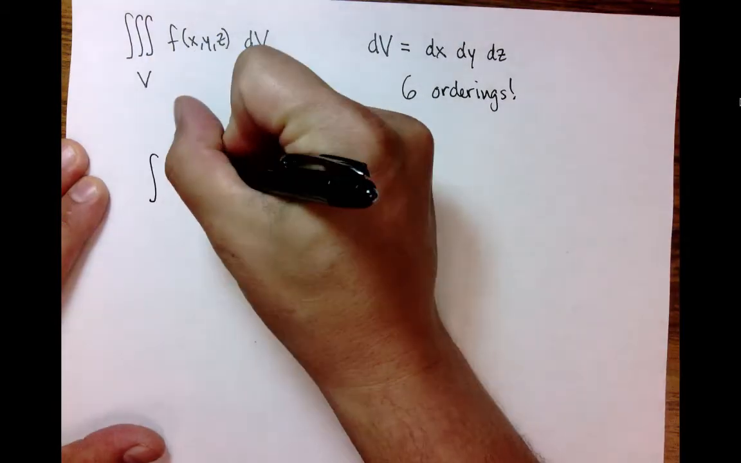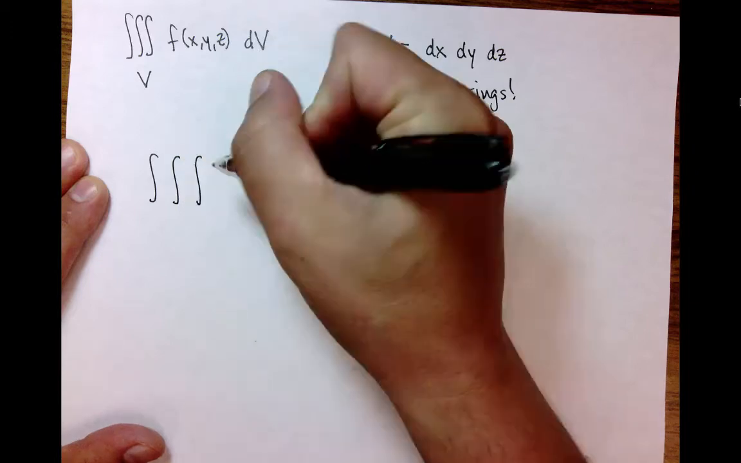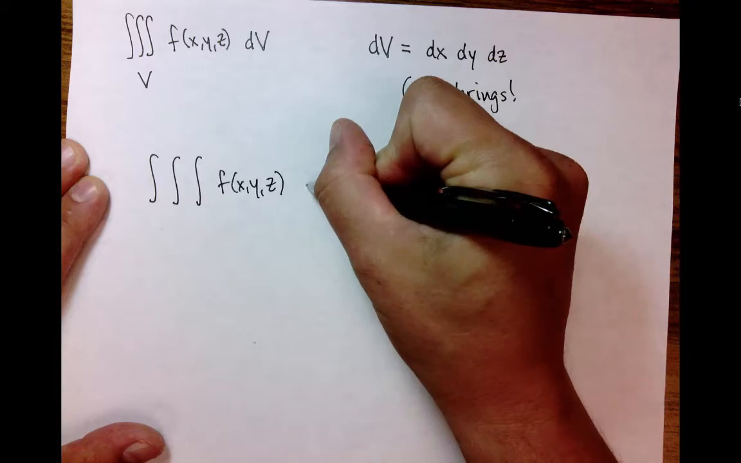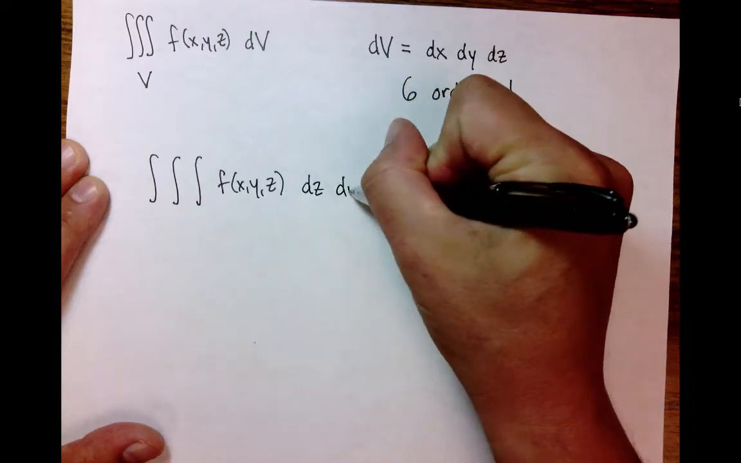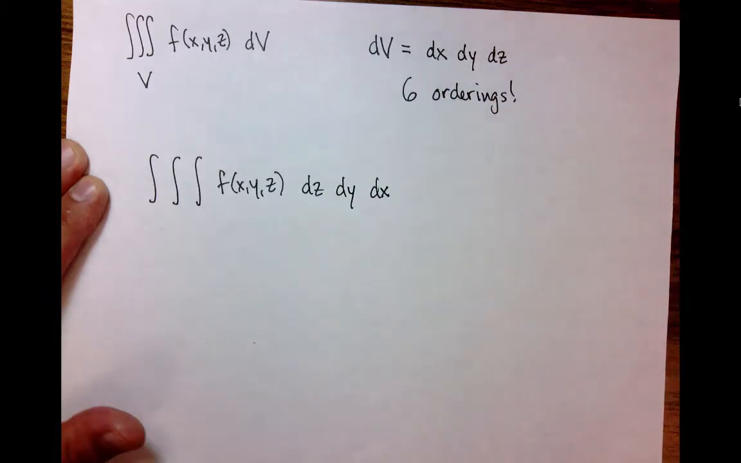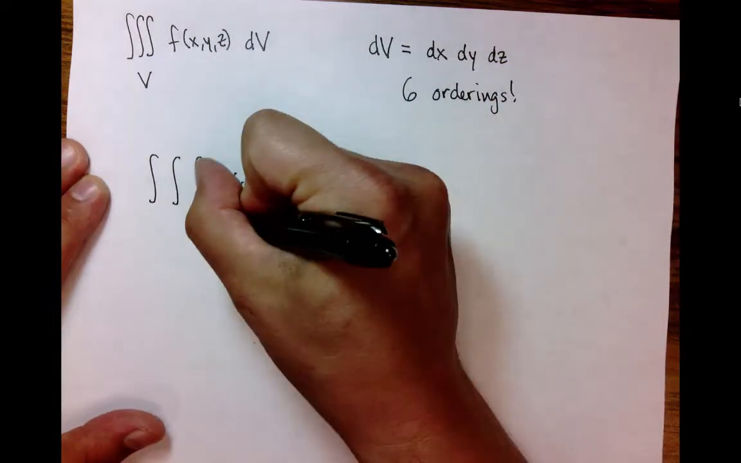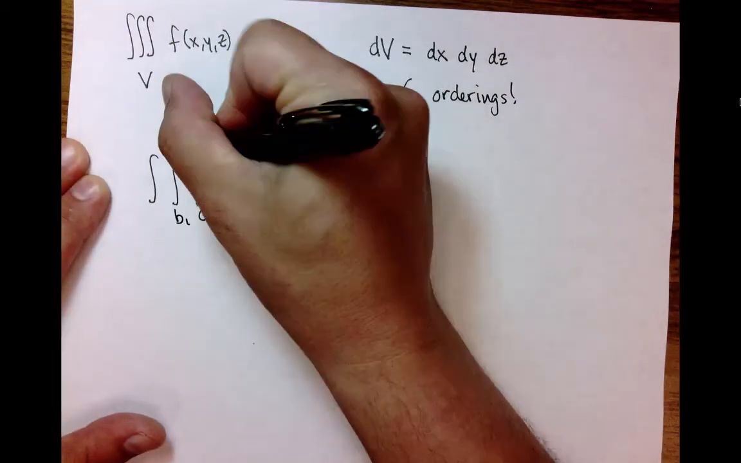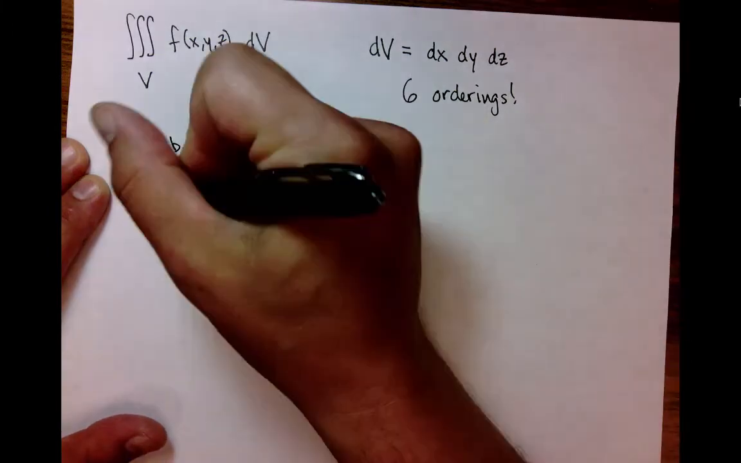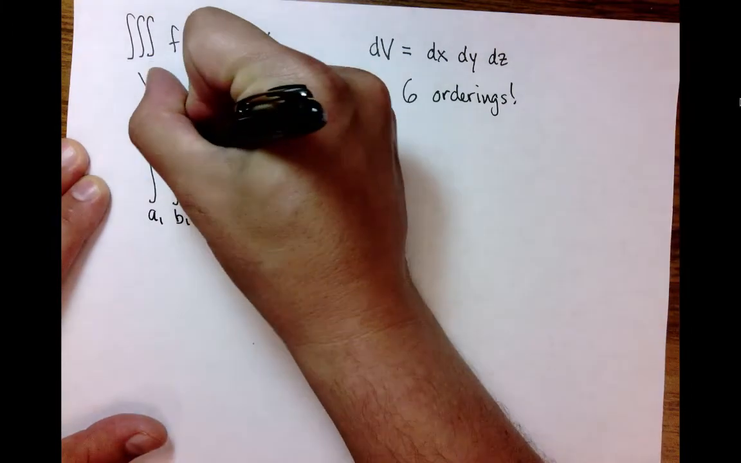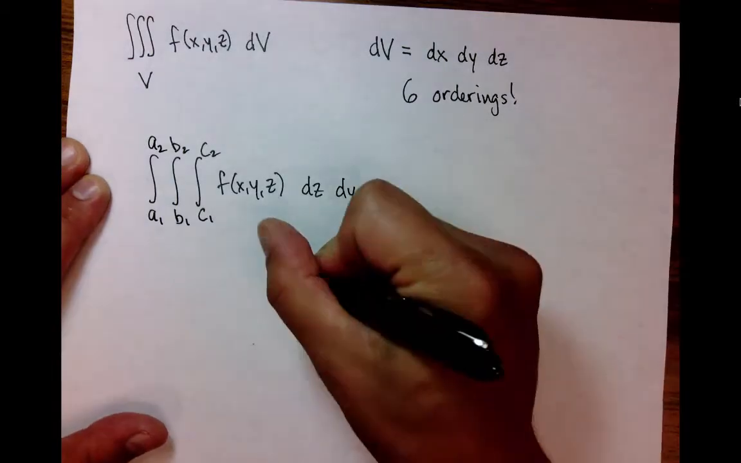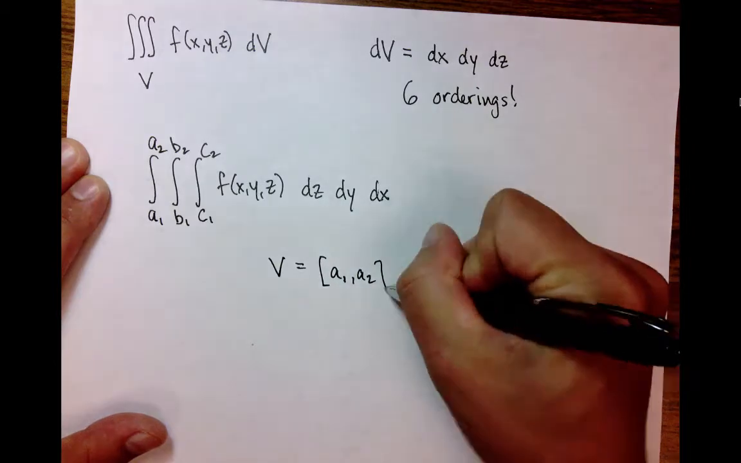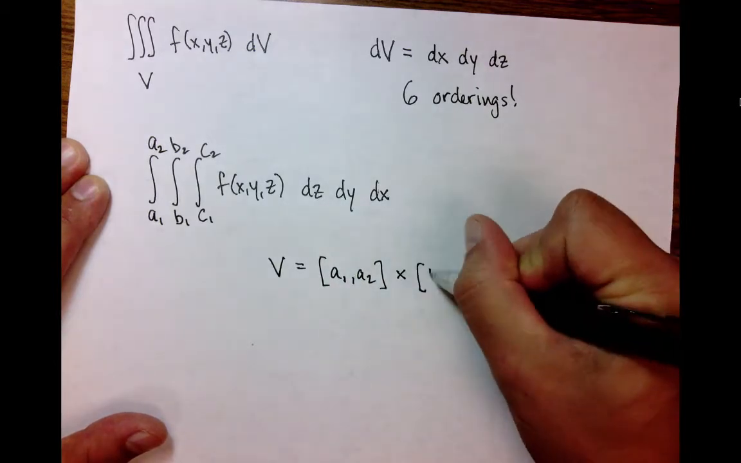The easiest case is when all the limits of integration are constants. So let's write this in the order dz, dy, dx, for example. So z might go between c1 and c2. Y might go between b1 and b2. And then x between a1 and a2. So in this case, the volume that we're integrating over, we could write that as the product, if you like, of 3 intervals.